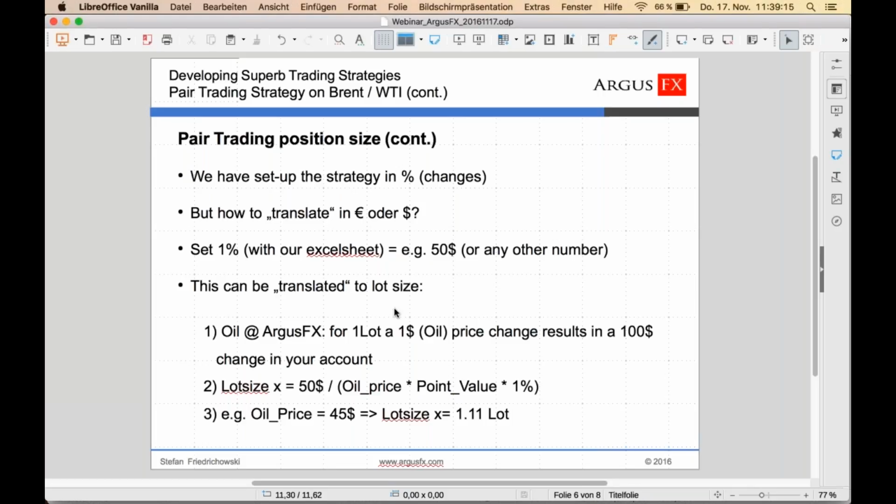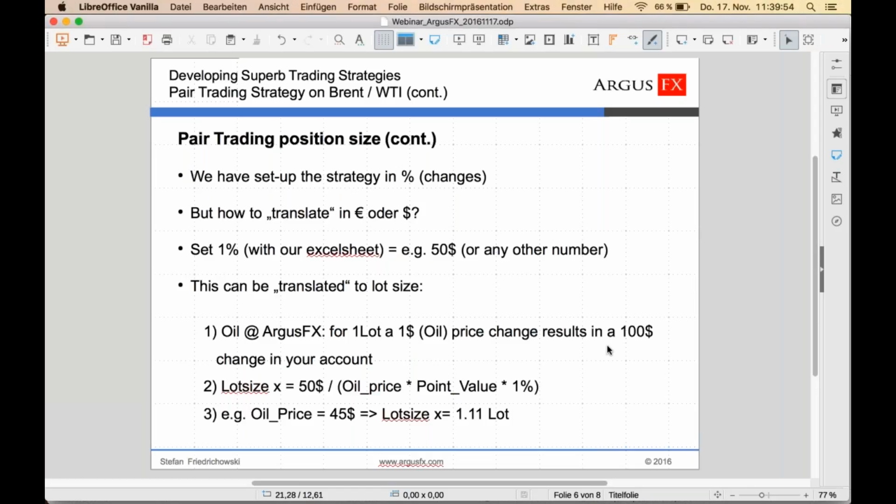Just an example, because there are a few steps you have to do when you do such a kind of calculation. You have to consider first how the trade is done at your broker of your choice. And that means, for example, if you look at Argus FX, then we have to look if we would trade one lot of that CFD, and if the price of our underlying, the oil price, would change, for example, by $1, what would be the result of that trade?